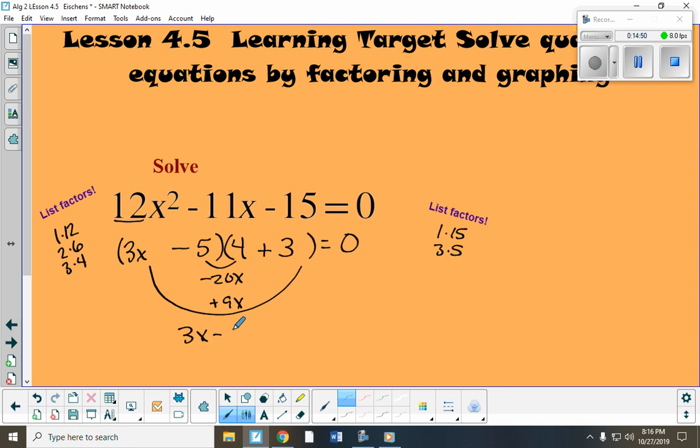So now you set each of those equal to 0. Oh, there should be an x right there. And solve. So 3x equals 5. So x equals 5/3. 4x equals negative 3, and divide by 4, x equals negative 3/4.